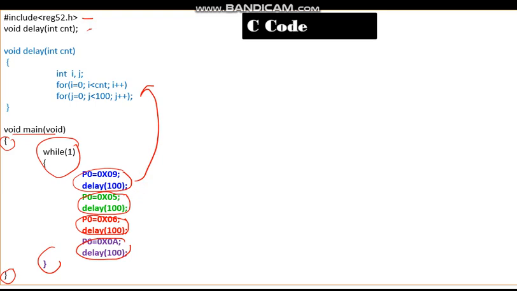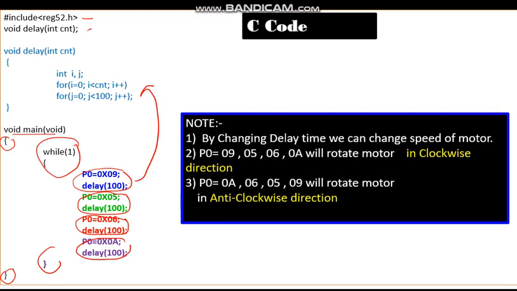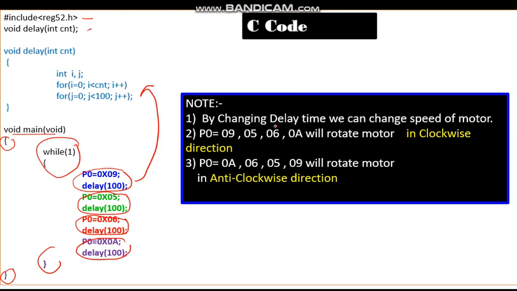By changing the delay we can change the speed of motor. Now remember that by changing delay time we can change the speed of motor. If we have delay here only 10, the motor will rotate with more speed, so we can increase the speed of motor by decreasing delay, and vice versa. If we give sequence 9 5 6 A, the motor will rotate in clockwise direction, and if we reverse the sequence, that is A, then 6 5 and 9, the motor will rotate in anti-clockwise direction.